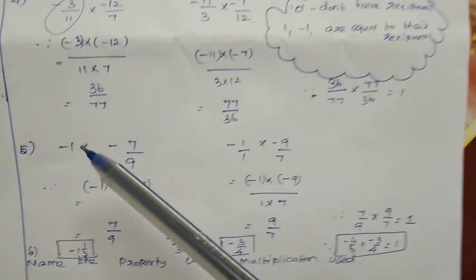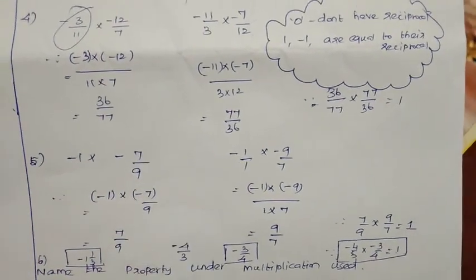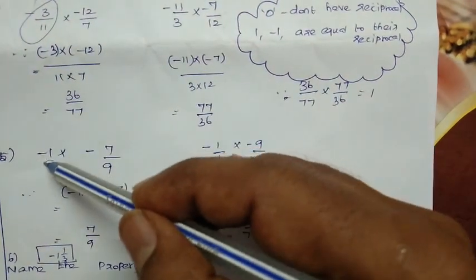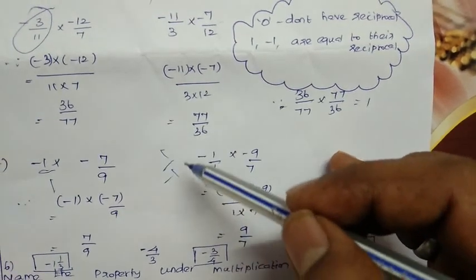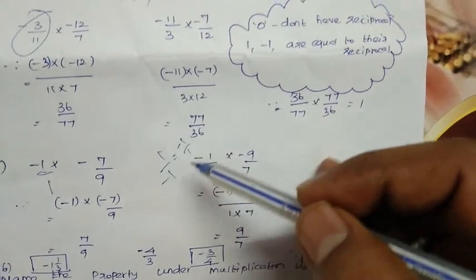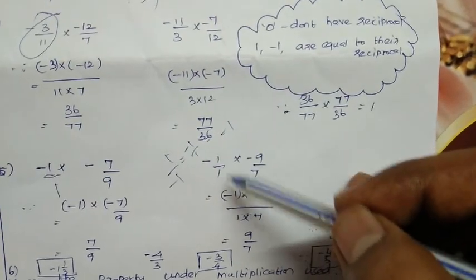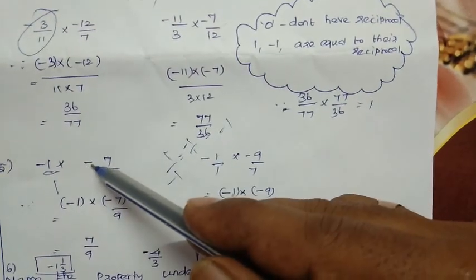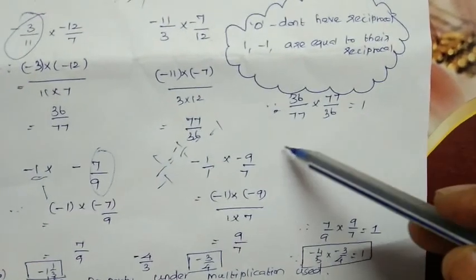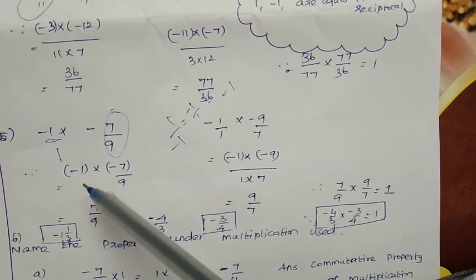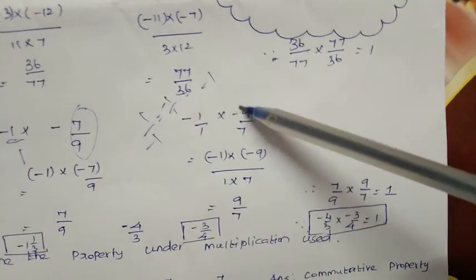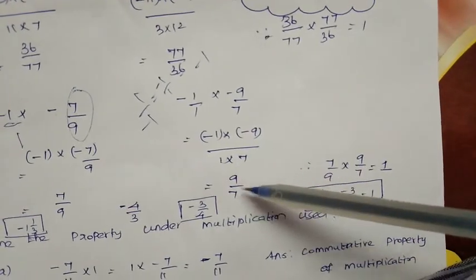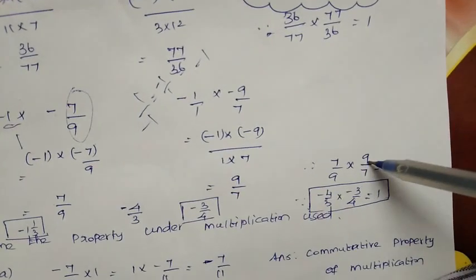The same way, minus 1 into minus 7 by 9. For minus 1, the reciprocal is 1 by minus 1, and the standard form is minus 1 by 1, that is minus 1. So minus 1 into reciprocal, with the minus in the numerator. The reciprocal of 7 by 9 is 9 by 7. Check: minus 1 into minus 7 by 9, minus into minus is plus, 1 into 7 is 7, so 7 by 9. Here also minus into minus is plus, so 9 by 7. So 7 by 9 into 9 by 7, the answer is 1.